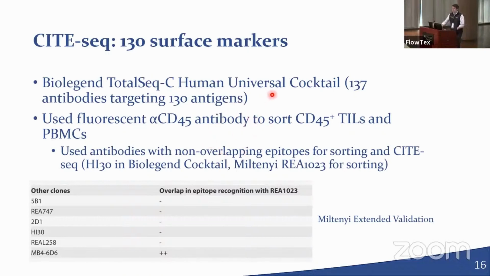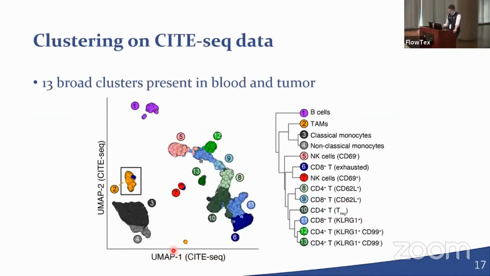And so we sorted CD45 positive cells, and we did have to be careful. You don't want to use the same CD45 antibody that's in your universal cocktail kit. And so Milton actually has this really nice resource called extended validation. And so there was this clone here that did not cross-react with HI30, which is a common CD45 clone. So we use HI30 to sort out these T cells, these immune cells, these CD45 positive cells, and then use this one to sort. And so just using the CITE-seq data, this is only protein data here.